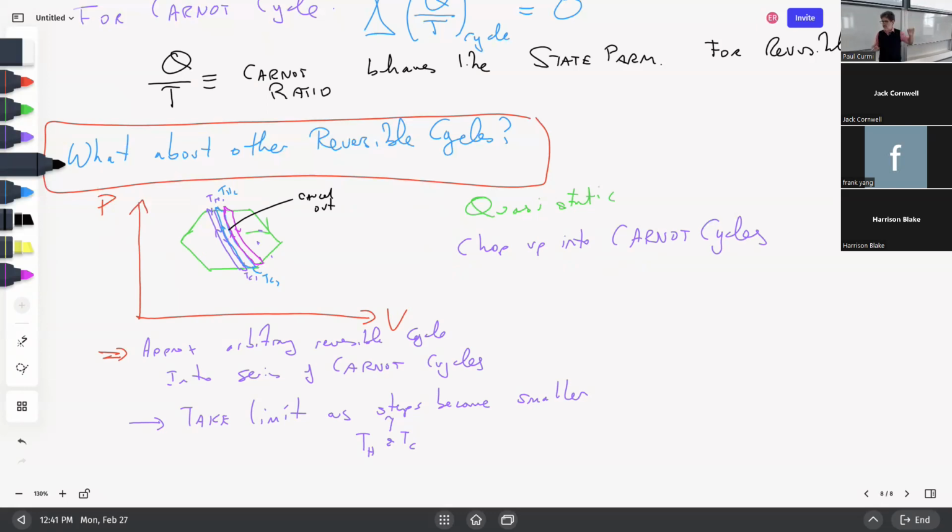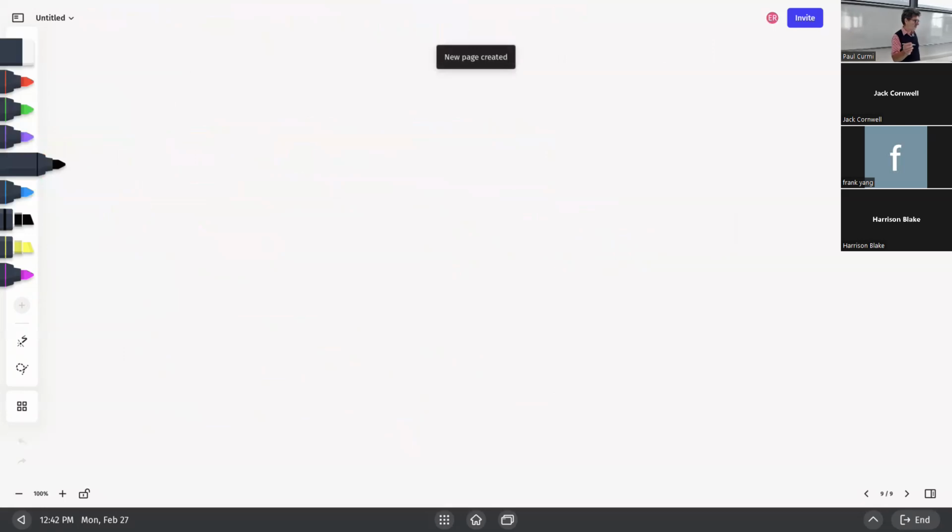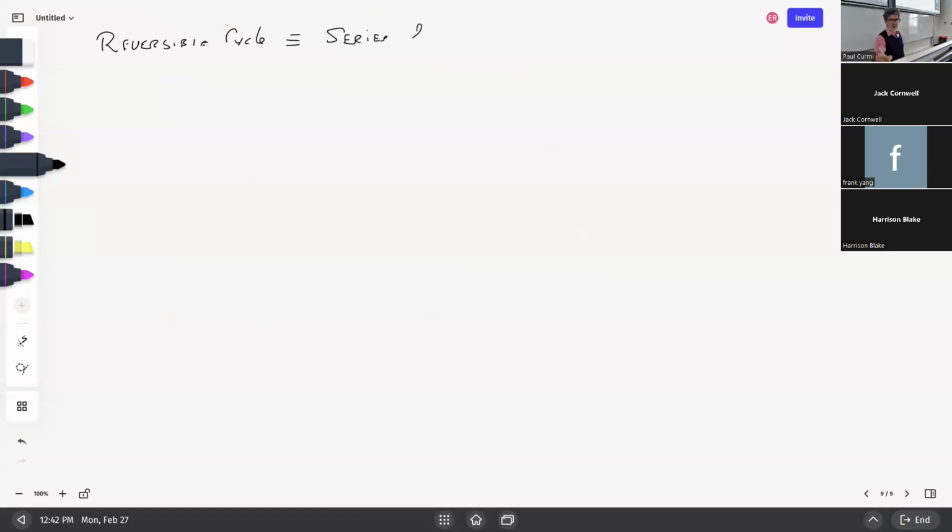But they're all little Carnot cycles with different individual heat baths. Let's put that in words. If I take a reversible cycle, it's equivalent to a series of Carnot cycles.